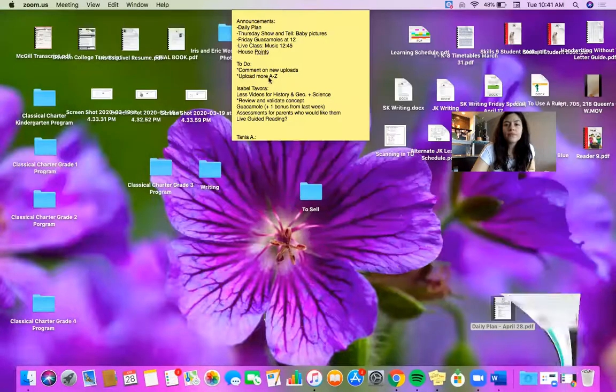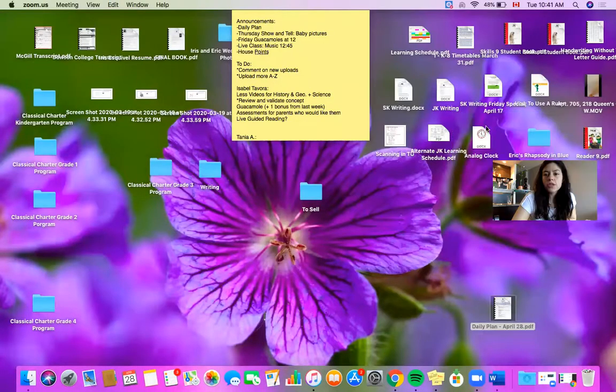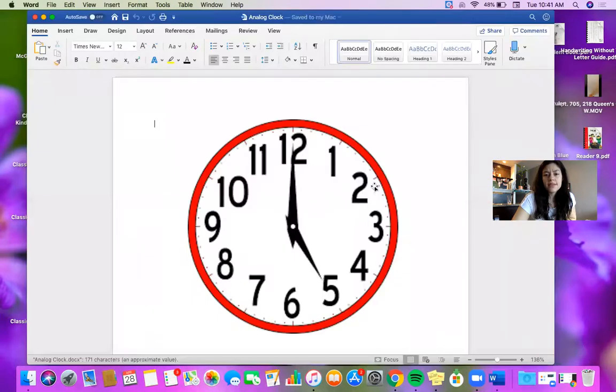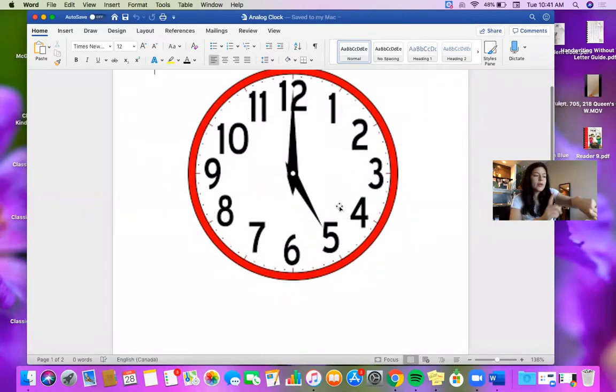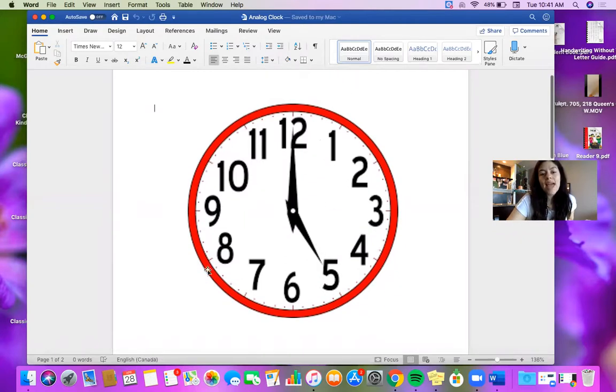All right, SKs and JKs, that's all the math instructions there are for today. Tomorrow, we are gonna start looking at analog clocks. I'll show you what an analog clock is. That's what we're doing tomorrow. An analog clock looks like this. So you probably see these everywhere in the school, or maybe on mommy or daddy's wrist on their watch. So tomorrow we're gonna start learning how to read an analog clock. So stay tuned for that. Have a great day, and I'll see you later.